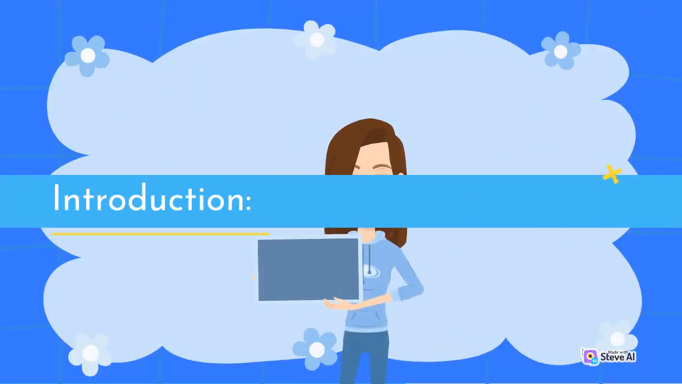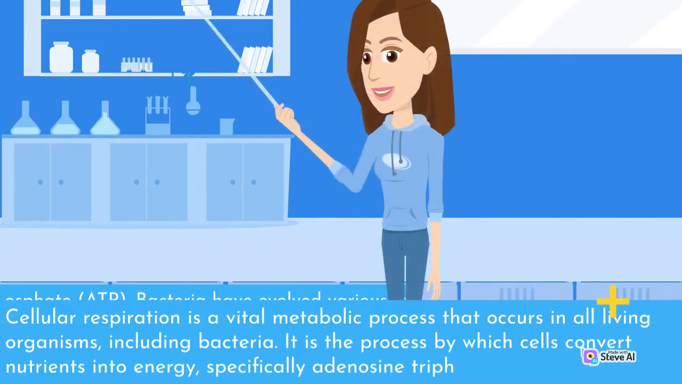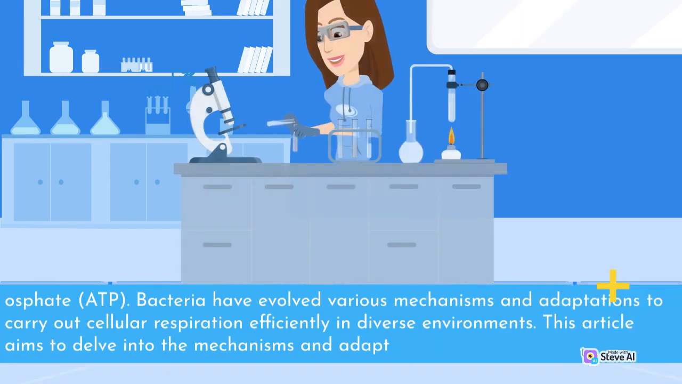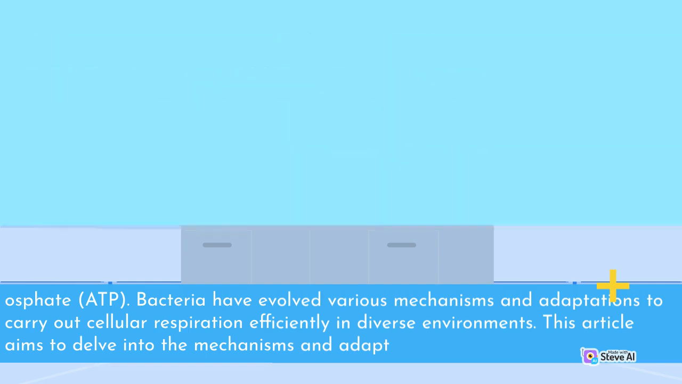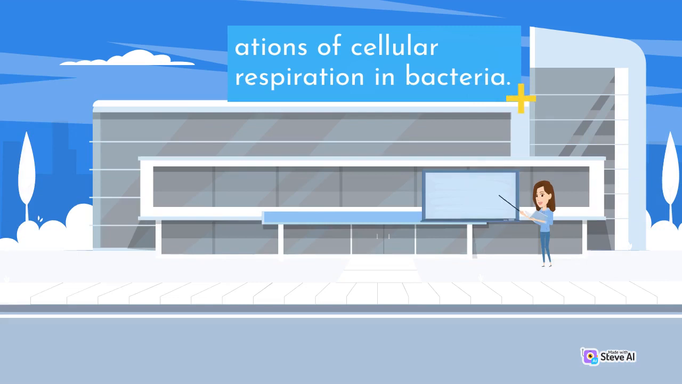Introduction. Cellular respiration is a vital metabolic process that occurs in all living organisms, including bacteria. It is the process by which cells convert nutrients into energy, specifically adenosine triphosphate, ATP. Bacteria have evolved various mechanisms and adaptations to carry out cellular respiration efficiently in diverse environments. This article aims to delve into the mechanisms and adaptations of cellular respiration in bacteria.